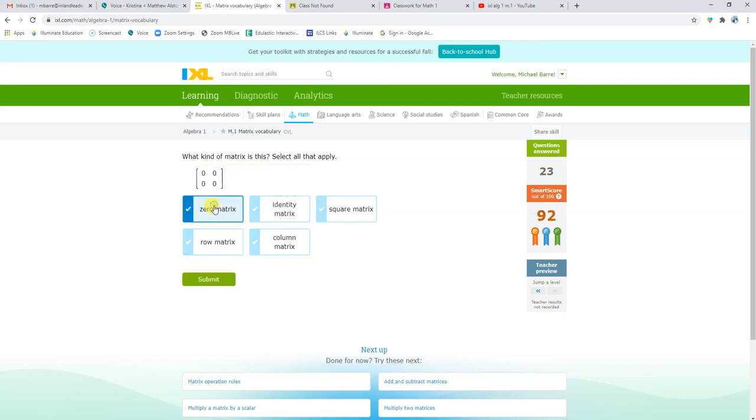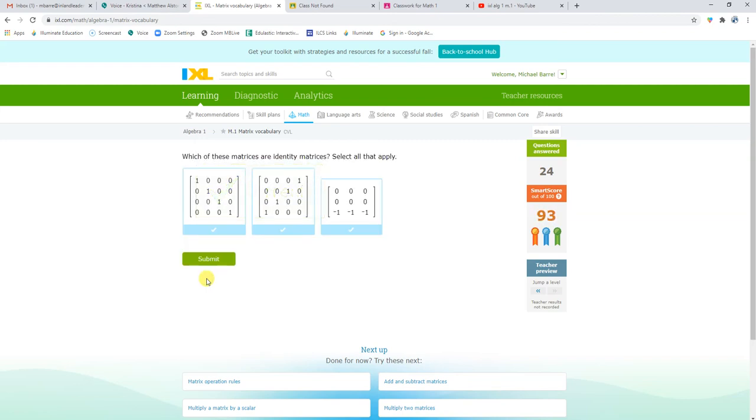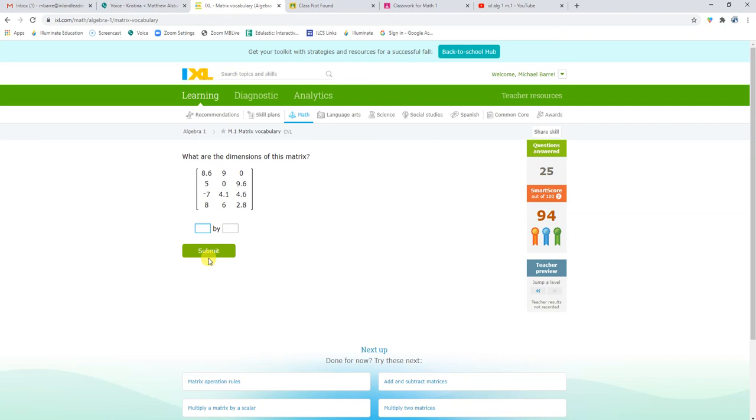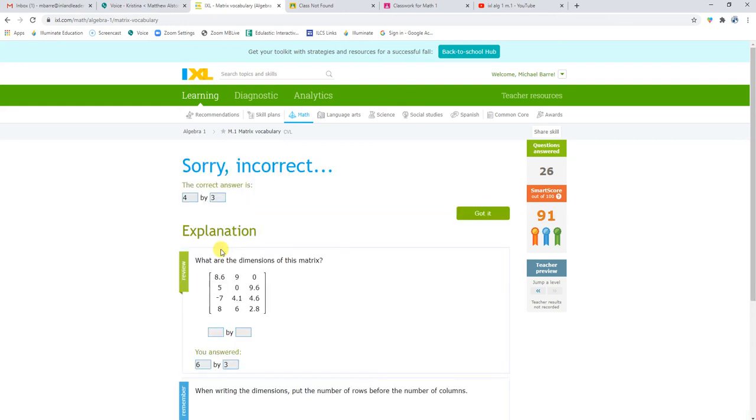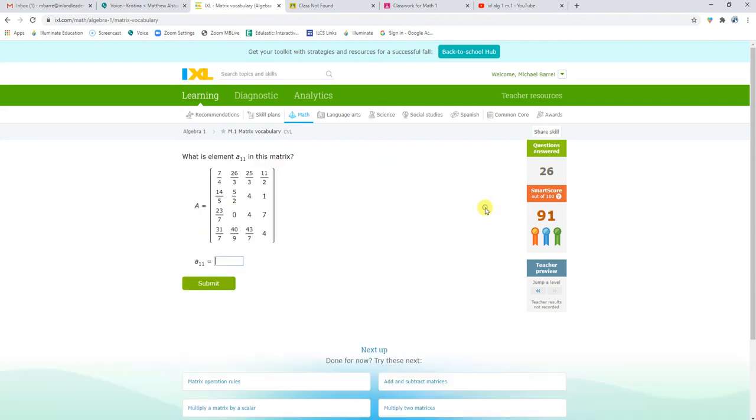This is a 0 matrix. It's also a square matrix. Identity. This is an identity right here. Do you see the ones coming down on a diagonal? This is not, and this is not. Dimensions, this is rows by columns, 6 by 3. How about 4 by 3? Yes, I do understand what I'm doing. All right, I think I got you pretty close to this. This is 7/4.